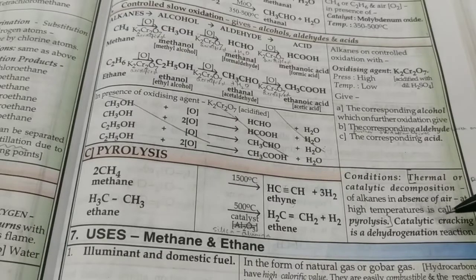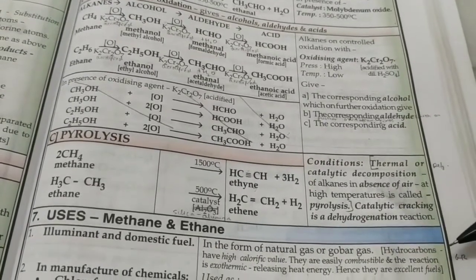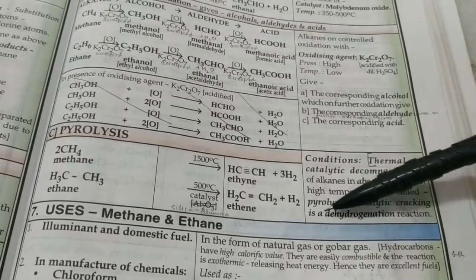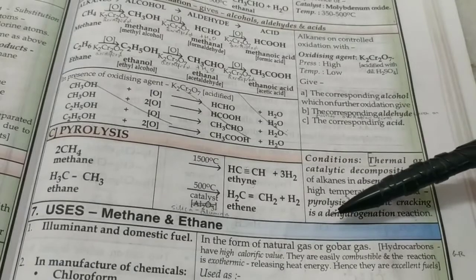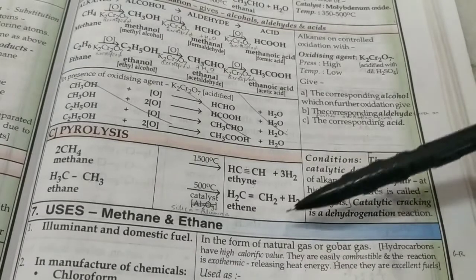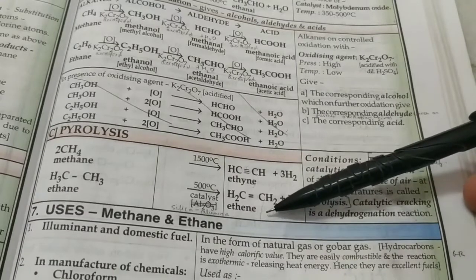It is also called catalytic cracking. It's a dehydrogenation reaction. D means removal. Since we are removing hydrogen, it is called dehydrogenation reaction. Later on, we will study the opposite. What if hydrogen is added? Then it is called hydrogenation.